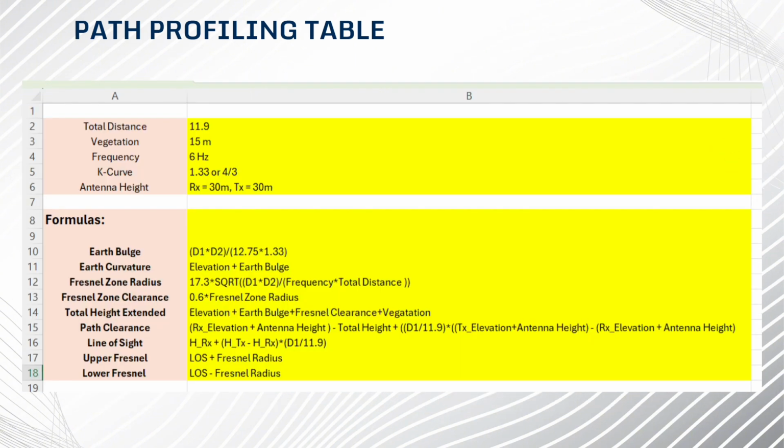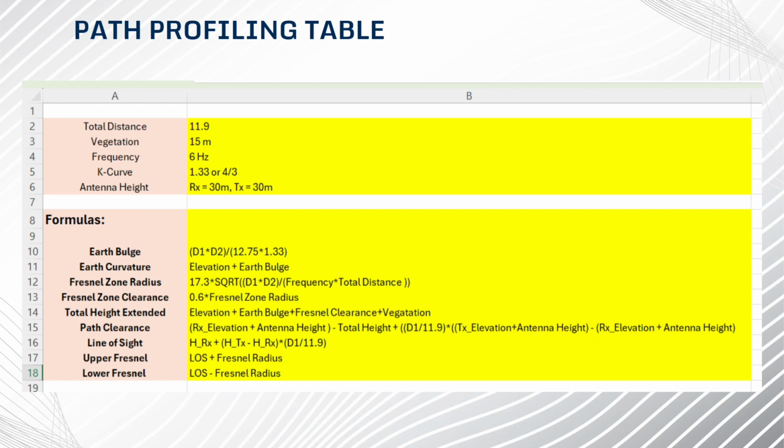Completing the path profile data table, to fill in the information for the path profile table, we have the following details. The total distance of the location is 11.9 km. The vegetation is 15 meters. The frequency is 6 Hz. The K curve is 1.33 or 4/3, and the antenna height for both transmitter and receiver is 30 meters.